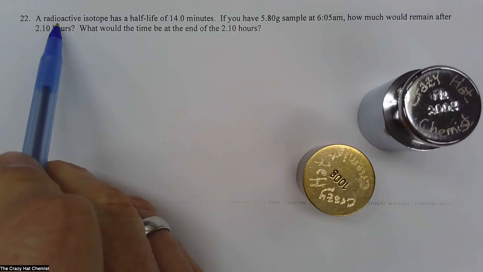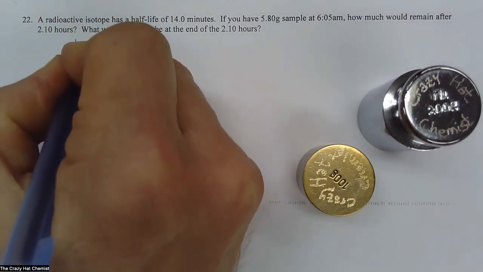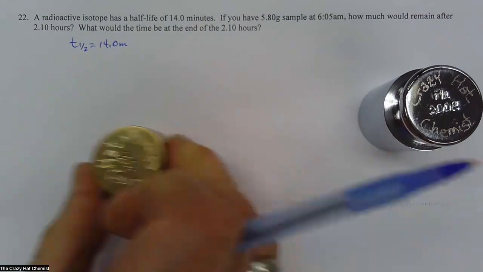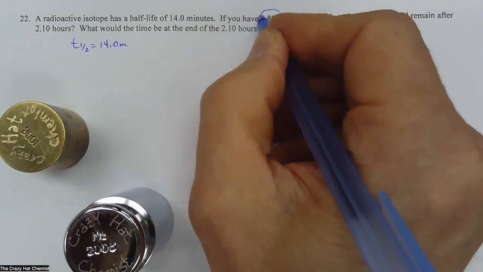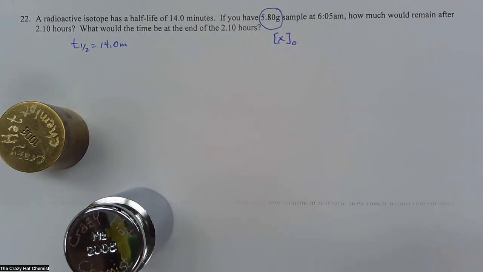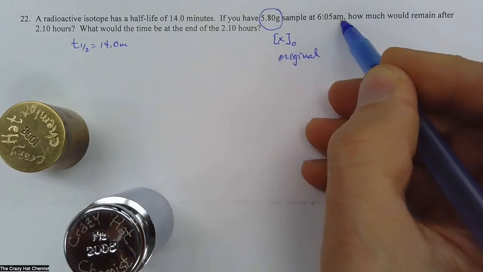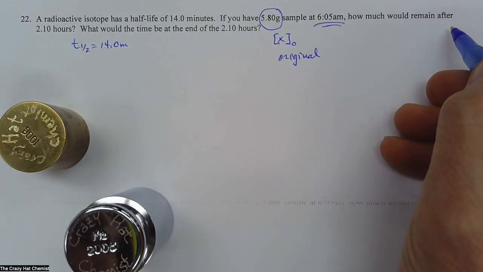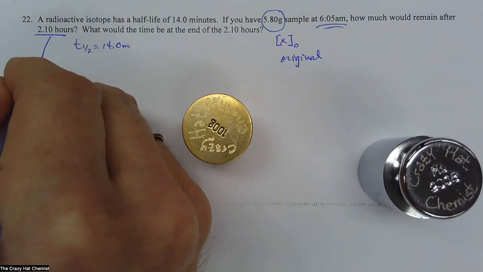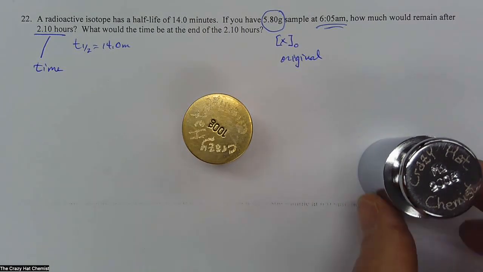It's number 22. A radioactive isotope has a half-life of 14 minutes. So that's t of 1/2 is equal to 14.0 minutes. If you have a 5.80 gram sample, so this is x sub 0, this is the original amount, at 6:05 a.m., how much would remain in a certain amount of time? And this is the total time. Okay, and then what would be the amount at the end of 2.10 hours?